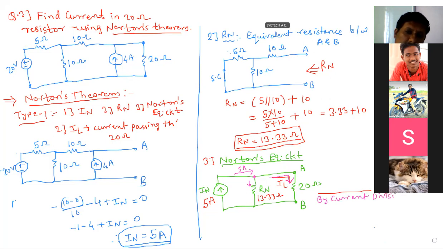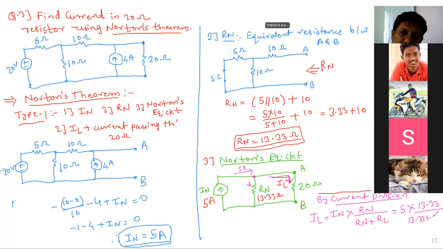when Norton's theorem is there, current division is used. By current division, current passing through 20 ohm, IL, is equal to incoming current or total current IN into opposite branch resistance RN divided by RN plus RL. So you can write 5 into 13.33 divided by 13.33 plus 20. So you can do the calculation and tell me now what is the IL answer.